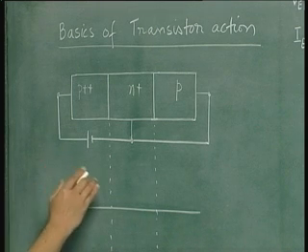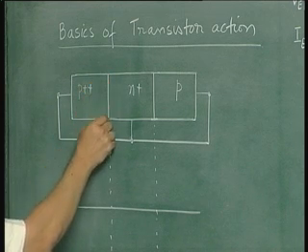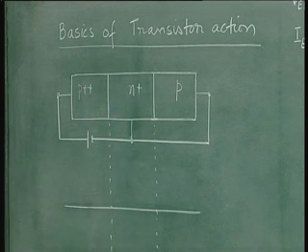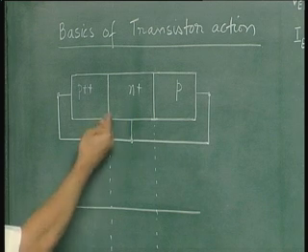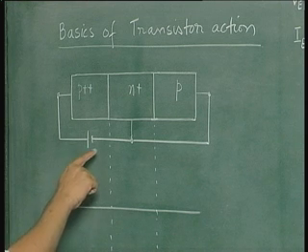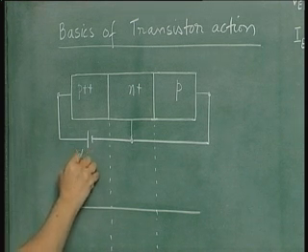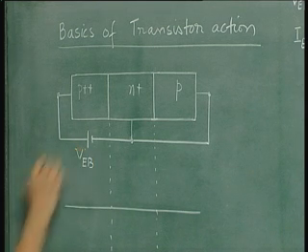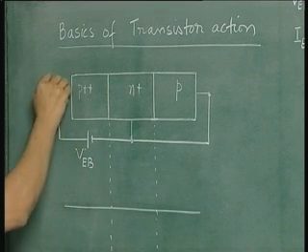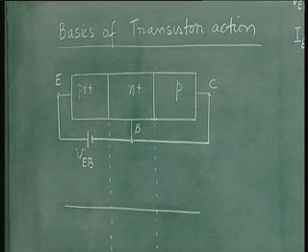Further, in this analysis what we will do is that we will ignore the space charge region widths for simplicity. Later on we will include these widths when we need them. So the emitter base junction voltage is indicated as VEB. This is the emitter terminal, this is the base terminal, and this is the collector terminal.